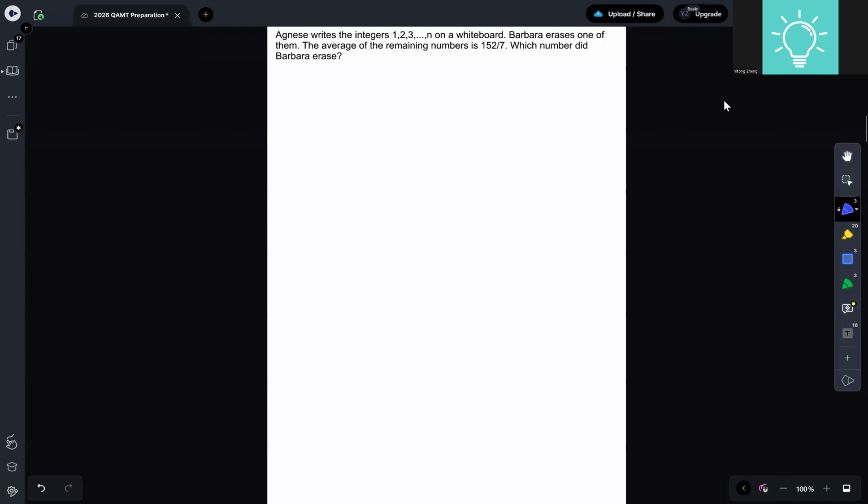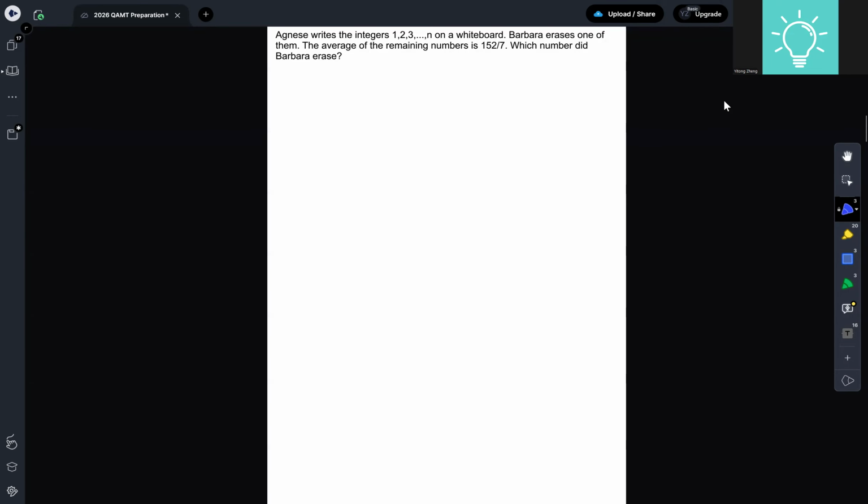So, suppose that in the 2026 QAMT Problem Solving Competition, you come across this problem. What can you do? So, Agnes writes the numbers 1 up to n, the consecutive integers, on a whiteboard. Barbara erases one of them, and the average of the remaining numbers is 152 over 7. Which number did Barbara erase?